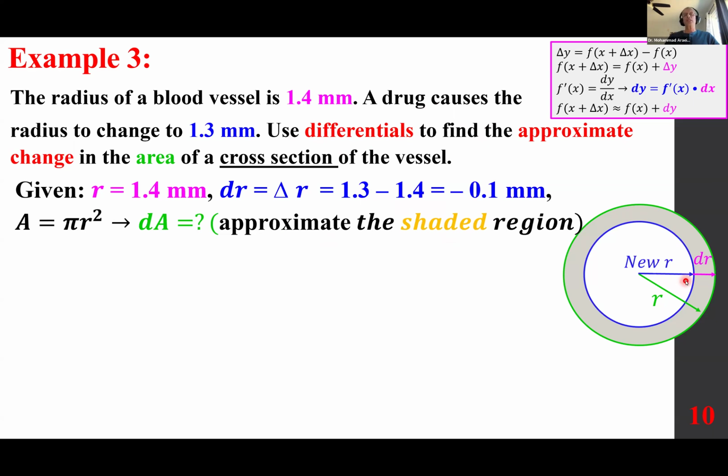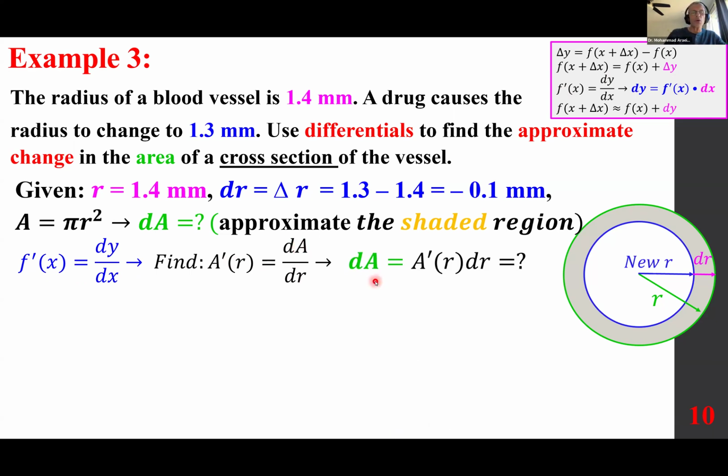So having said that, I want you to know that f prime is dy dx, and therefore A prime of r is dA dr by the same token. dy is f prime of x dx, so dA is the product of these two as well. So A prime of r dr, we are going to find dA.